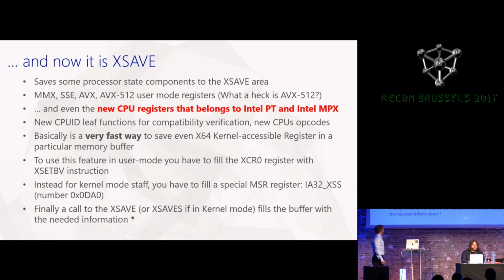If you open the Intel manual, you will find that using this instruction is a bit complex, because there is an XSAVE instruction that belongs only to user mode. To set what to save, you have to set an extended control register in user mode using a new instruction called XSETBV. But to be able to save the model-specific registers directly, you have to use another instruction: XSAVES, which means XSAVE Supervisor, and it's good to use in kernel mode.